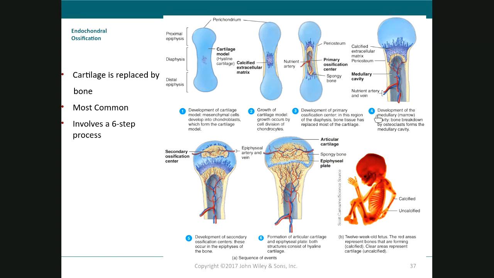We develop the outer layer of the periosteum, the spongy bone. The medullary cavity begins to be formed as bone is broken down via osteoclastic activity. And we start to develop the secondary ossification centers, such as the epiphysis of the bone, the formation of the articular cartilage and the epiphyseal plate. And then about 12 weeks, you could see a 12-week-old fetus. The areas of red represent bones that are beginning to calcify. You can see certain clear areas that represent uncalcified areas of the bone.